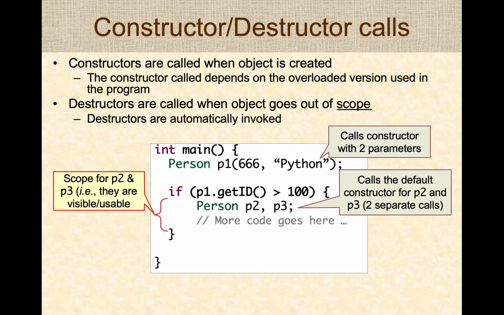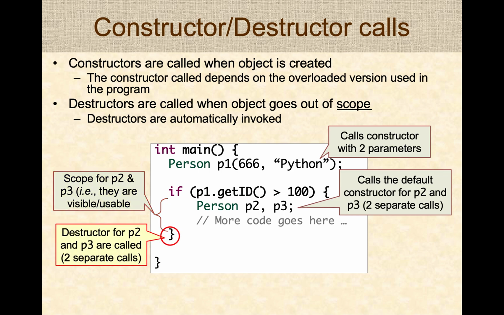Now, the scope of the objects P2 and P3 are within the body of the if statement. So the moment the if statement is done, the destructors for P2 and P3 are called. Keep in mind, these will be two separate calls to the destructor. Typically, the first call will be for P2 and the second destructor call will be for P3. Now, the main method continues, and when the main method is done, the scope of the P1 object ends, and the compiler will automatically call the destructor for P1 when it reaches the close curly bracket for the main method.